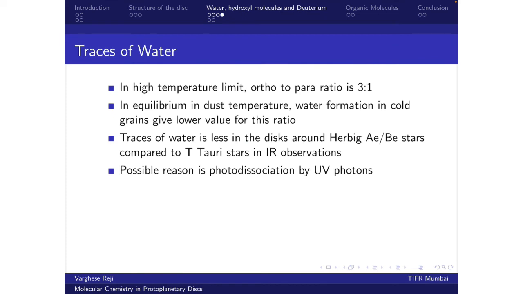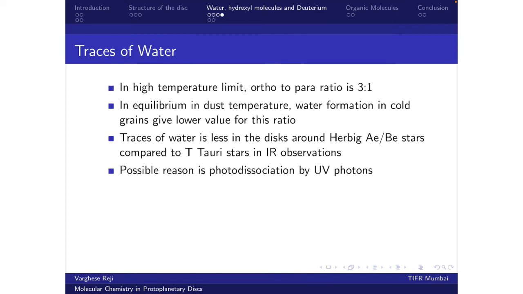We know that water has two states of spin. The first is ortho, which has a spin of 1, and the second is para, which has a total spin of 0. The ortho to para ratio is 3:1 in degeneracy. This value should be obtained at high temperature limit. However, at equilibrium dust temperature, water production in cold grains causes this ratio to be lower.